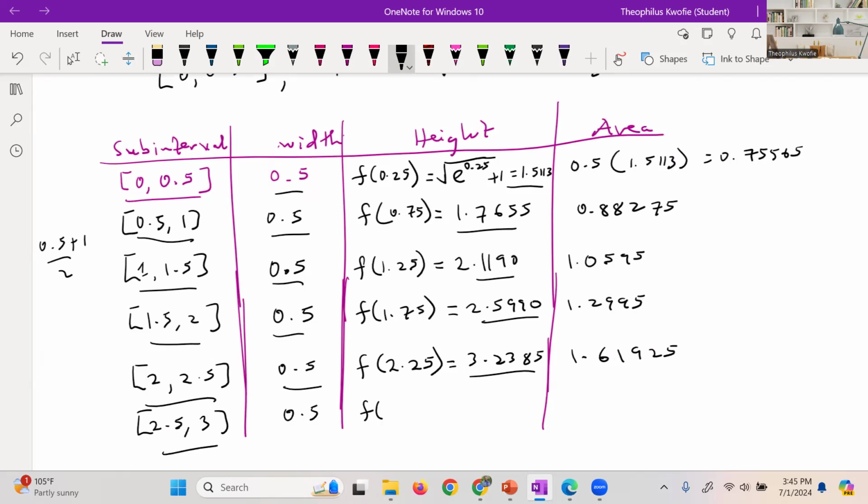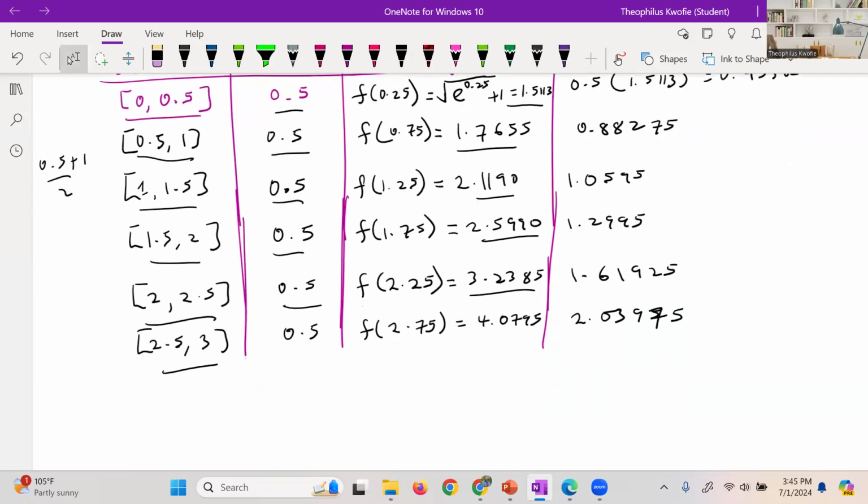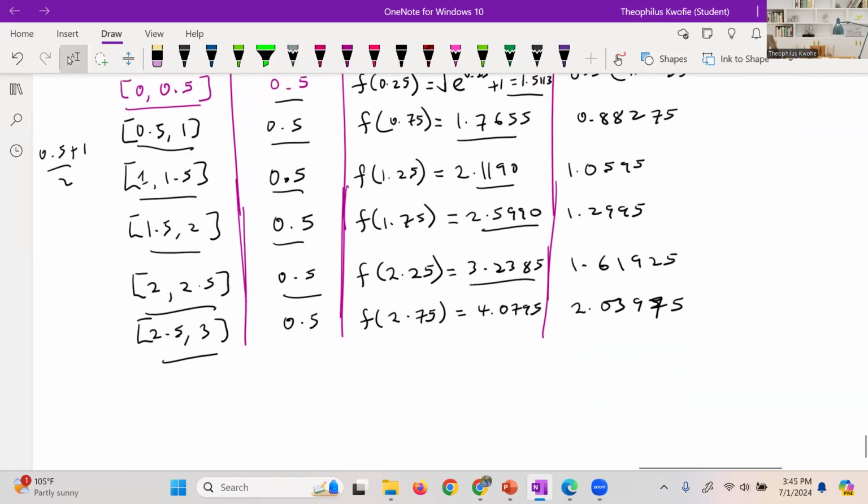So the midpoint of this gives us 2.75, and that should give us 4.0795. Now all that we need to do is to add all the areas together, and by adding the areas together, we are going to have 7.6564.